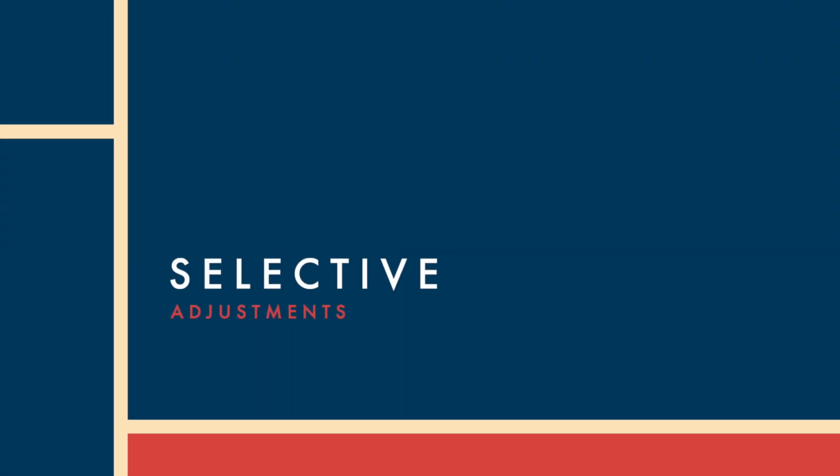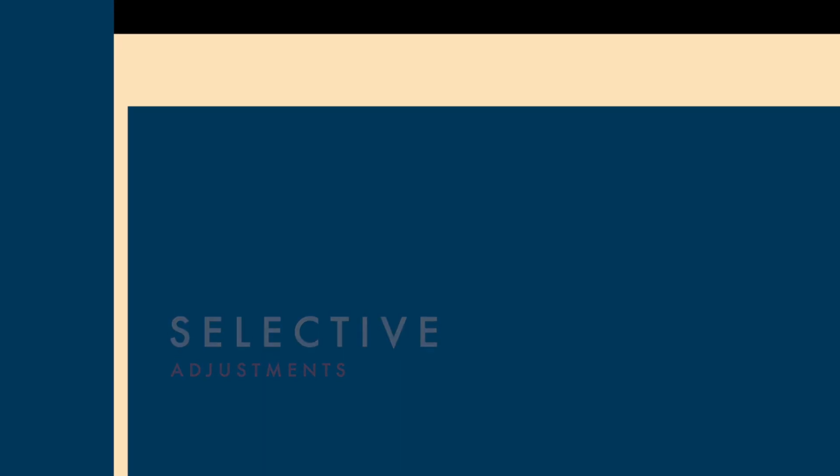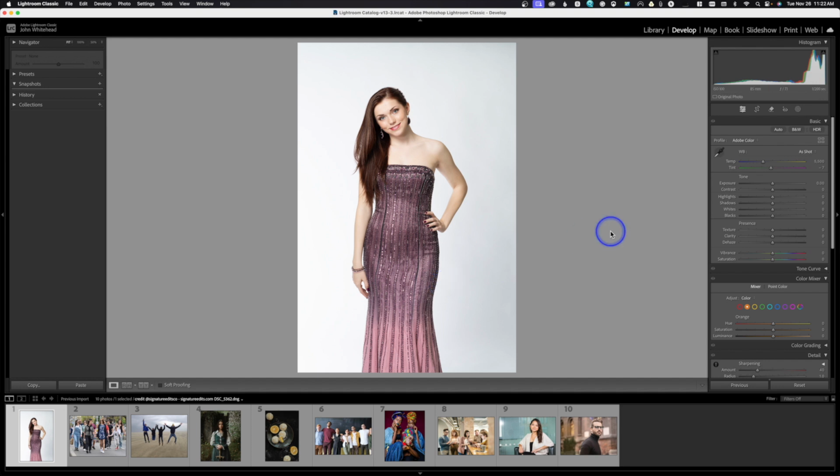All right, so let's slide on over to Lightroom. All right, so we have this photo of this woman. And if you remember last time, we were in the Develop module up here, and these are our global adjustments. Well, what happens if I just want to select the subject and make an adjustment? We do that with what's called masking.